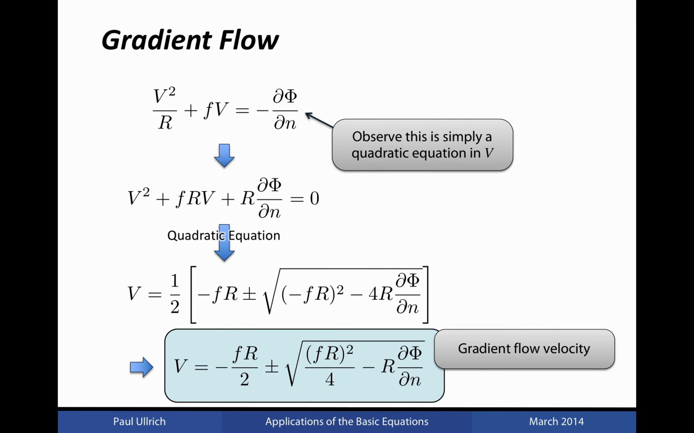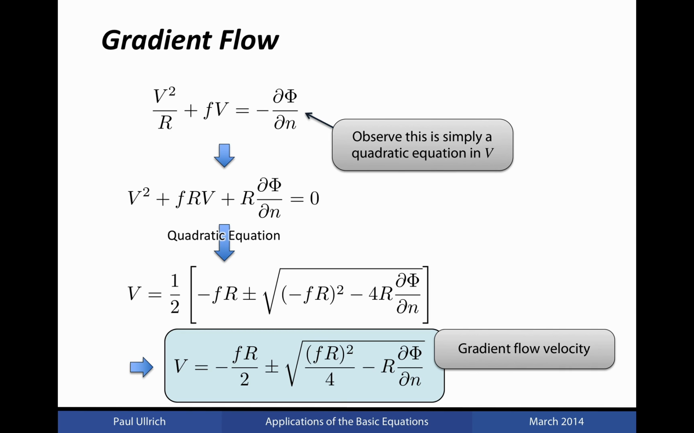So let's start with our three-term equation from force balance. We'll notice that this expression is actually simply a quadratic equation in the flow velocity v. Again, we are fixing the pressure gradient field, or the geopotential field in this case, so it is prescribed in this equation and kept constant. We can solve this quadratic equation using the typical quadratic formula and arrive at a velocity v, which is given by the expression here. Simplifying this expression gives the expression for the gradient flow velocity shown at the bottom of this slide.